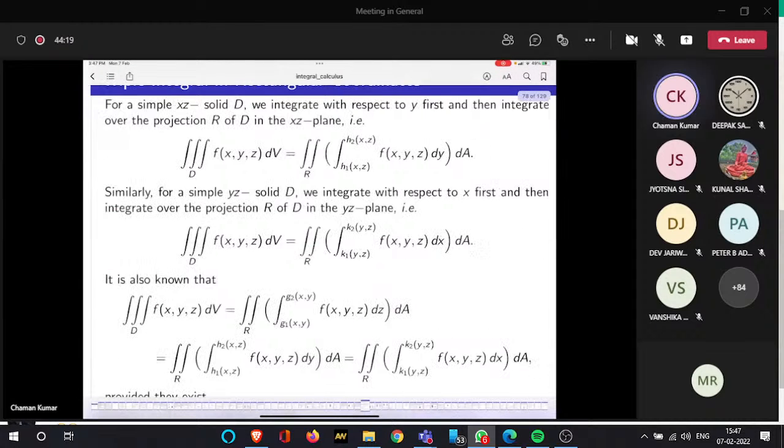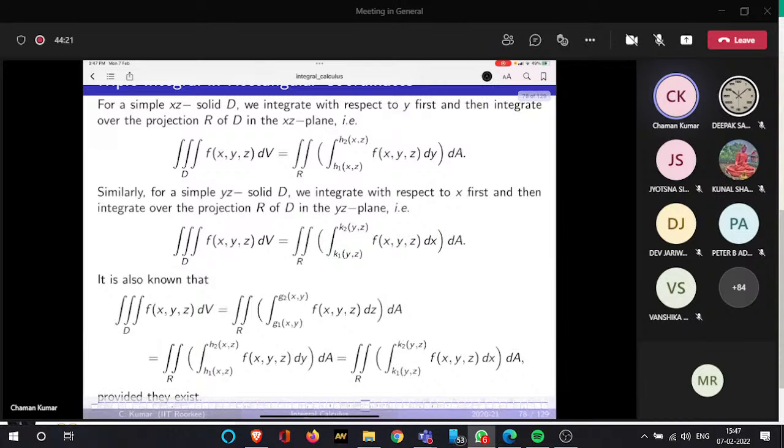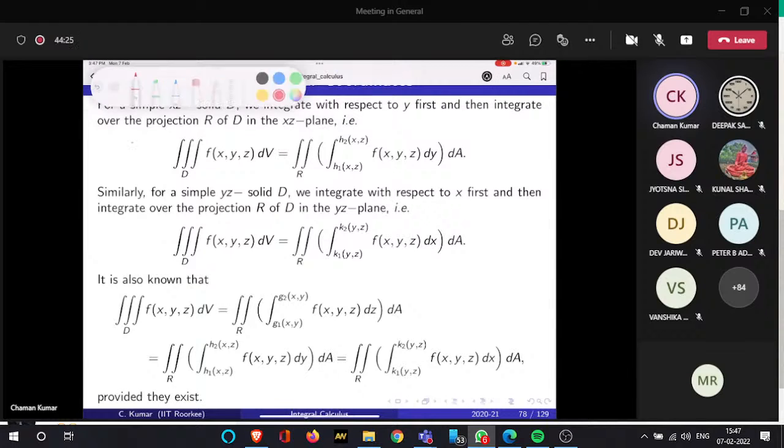So on the next slide, you just have to project in a different way. Instead of projecting in the XY plane, you project in the XZ plane and repeat the same process. You get this one. You project the region in the YZ plane. You get this one. All of these will be equal.